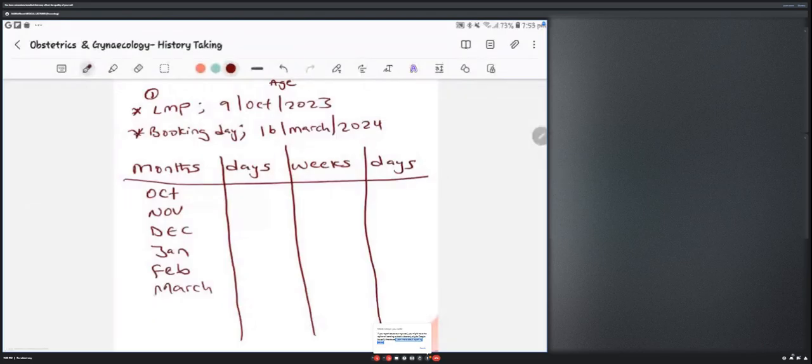Are we together? You're using this LMP. Make reference to LMP. The month is what? October, because you're under the column for months. So the month for the LMP is October. Then you start with October down to March, because when she's seeing you is 16th March, that's today. So you start from October, the LMP, to the month which the day she's seeing you falls into, which is March. Are we clear with that? Any question?